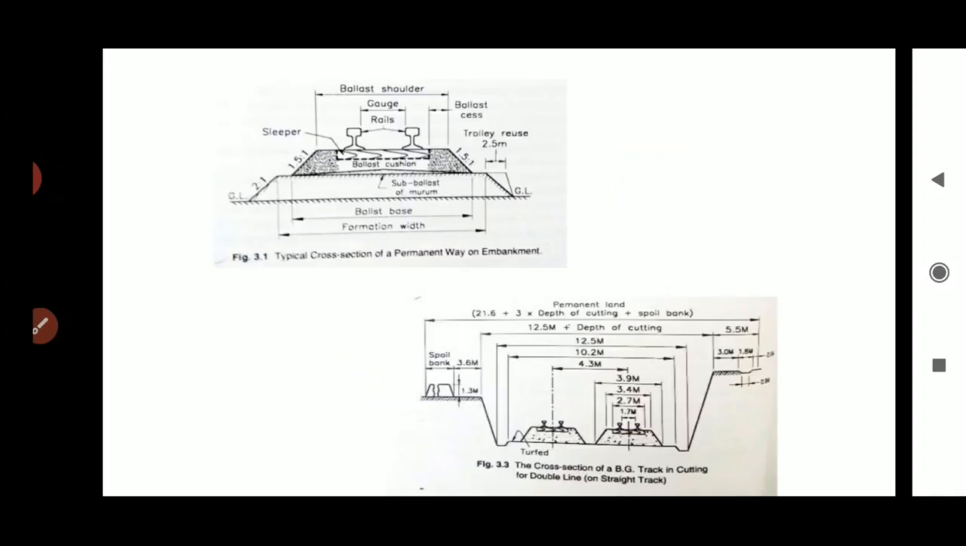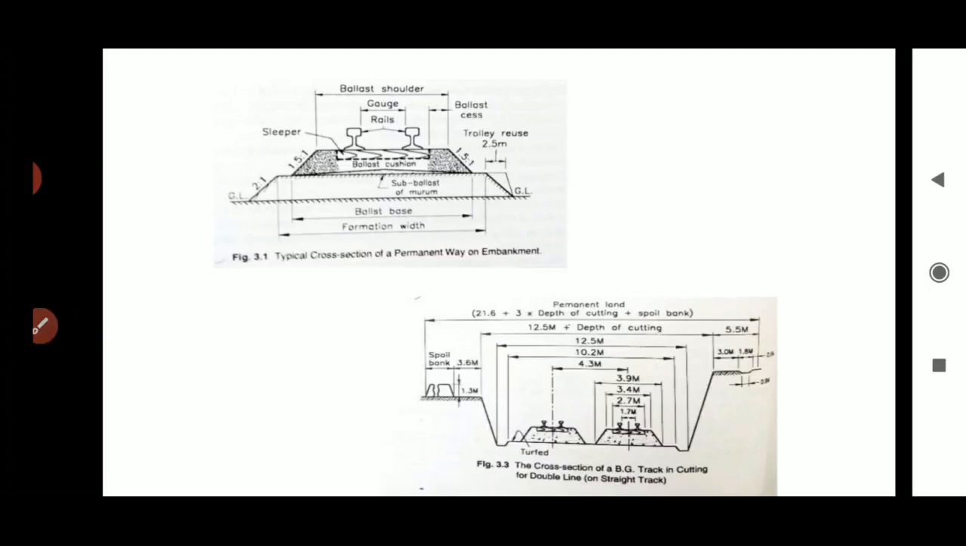So here you can see the typical cross section of a permanent way on embankment and on cutting. Before this you need to understand what is embankment and cutting. The naturally occurred soil is known as subgrade, but when this subgrade is prepared to receive the ballast over it, then it is known as the formation.